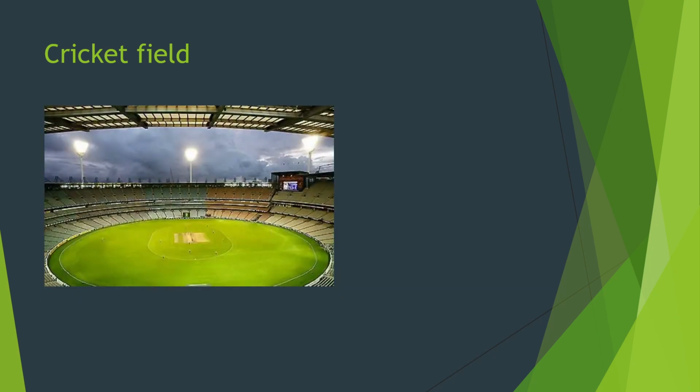So this is a picture of a cricket stadium, and this here is the cricket field. The cricket field is approximately circular in shape and measures about 450 to 500 feet in diameter. And this rope here demarcates the area of play, and it's called the boundary rope, or just the boundary.